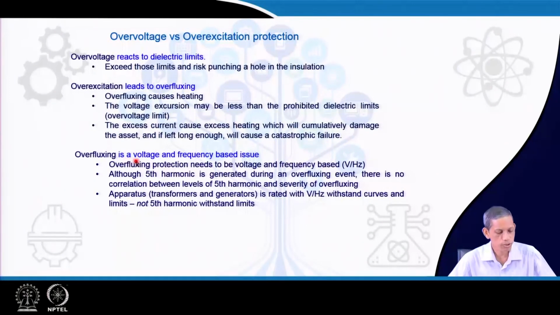Overexcitation leads to overfluxing, and overfluxing can be captured not only by the fifth harmonic; a much better way is the volt per hertz approach, and volt per hertz curves are there to take care of the overfluxing aspect arising from the overexcitation issue. So, these are the other schemes available for transformer protection, but what we are discussing here is the differential relay, which should not function due to inrush or overexcitation.